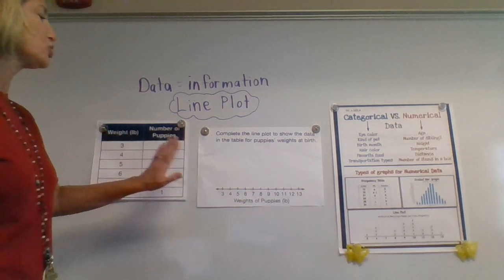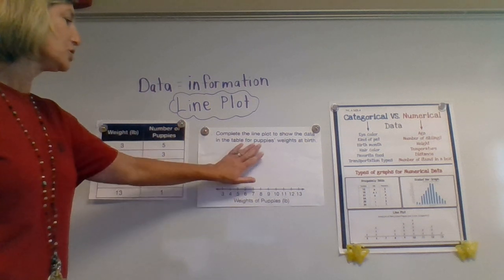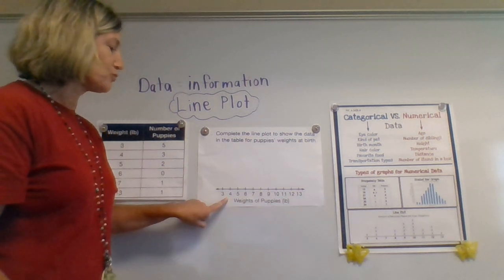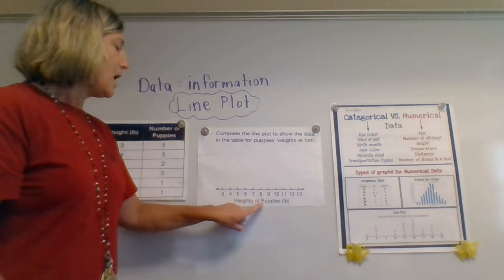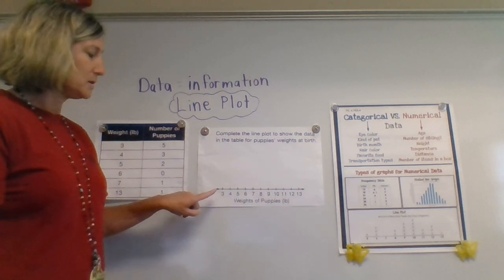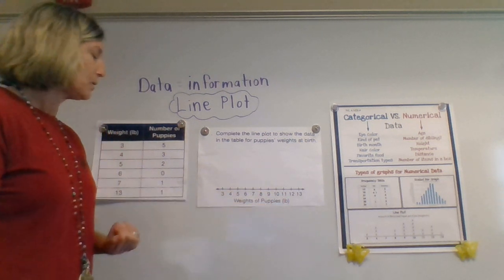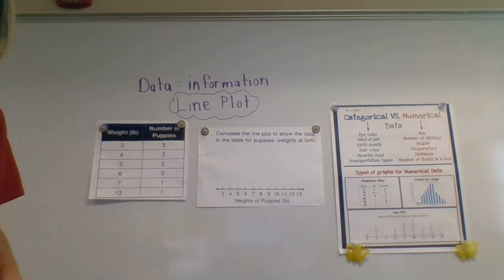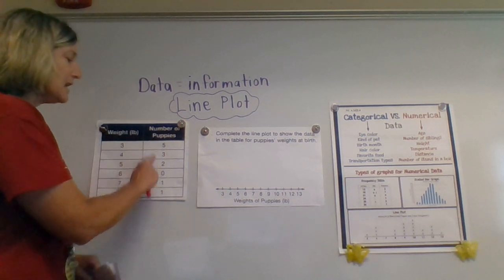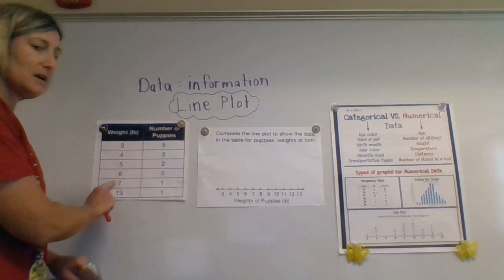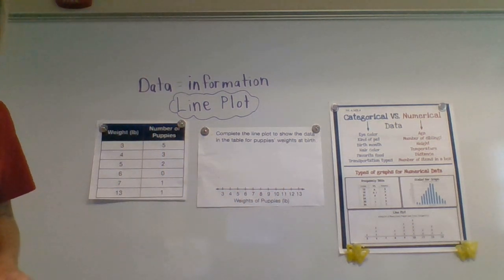So we're going to transfer our information over to our line plot. We know that the bottom numbers represent the weight of the puppies in pounds. When we look down here, we have to remember that this is the weight, okay? Now, when we are doing a line plot, we are looking next to put the number of puppies that weighed each weight here in our chart, okay?